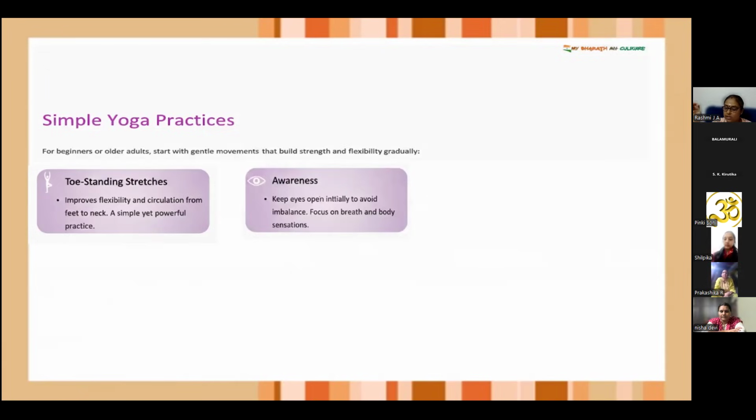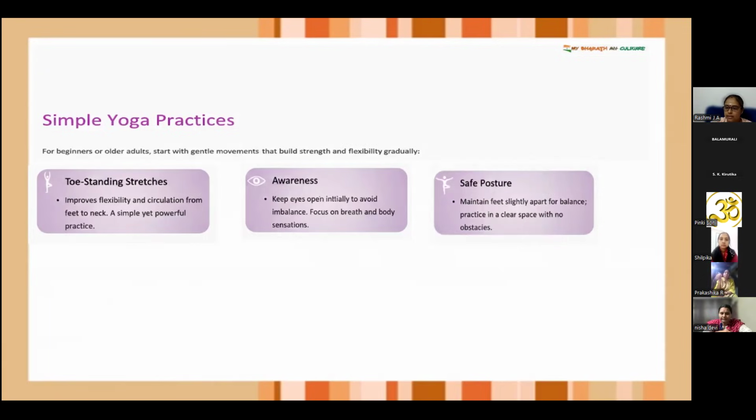Then awareness is very important. Keep eyes open to avoid imbalance. Focus on the breath and body sensation. This is very important if you are going to teach them a standing asana. Whatever comes under standing, you ask them to open their eyes and do. In lying or kneeling or seated, they can close their eyes. But in standing, compulsorily, you ask them to open the eyes and do their asanas so that they will not fall off. Then give them only safe postures.